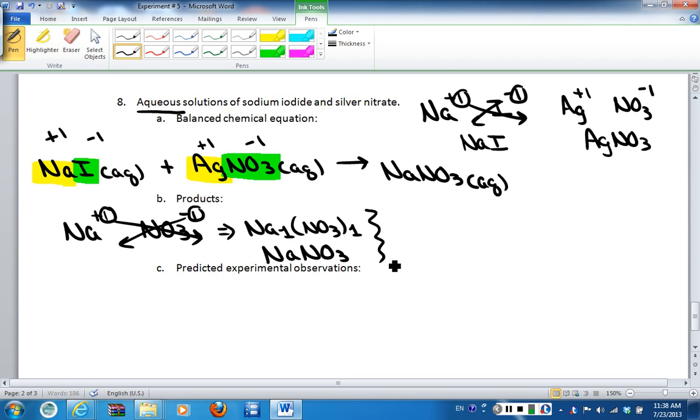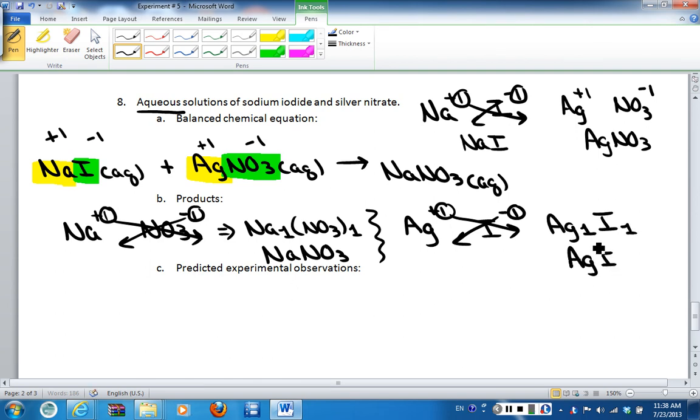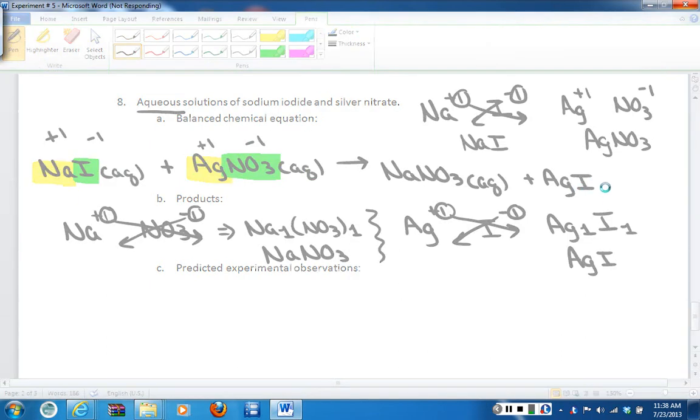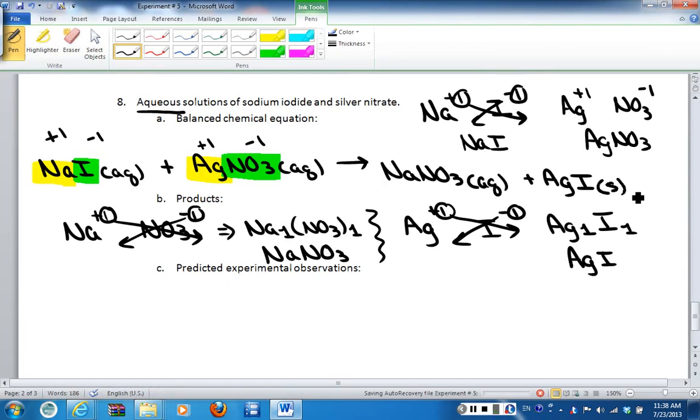If we predict our second product, we have our second cation, silver +1, and we are comparing it to I -1, and again, we crisscross in order to generate our formula, which we then write as AgI. So we have now generated our second product, and we look at our solubility rules and we see that when iodide is paired with silver, it actually is a solid in solution. So this will actually be a precipitate when it forms.